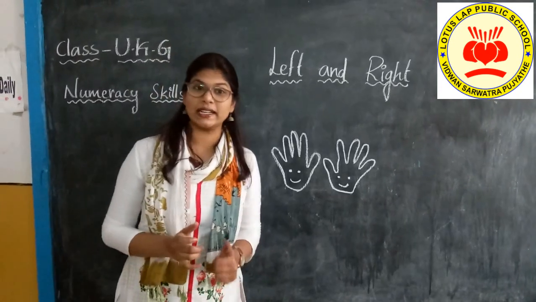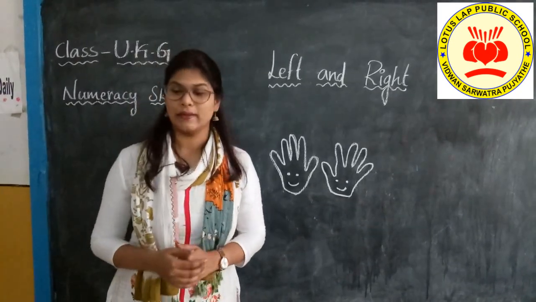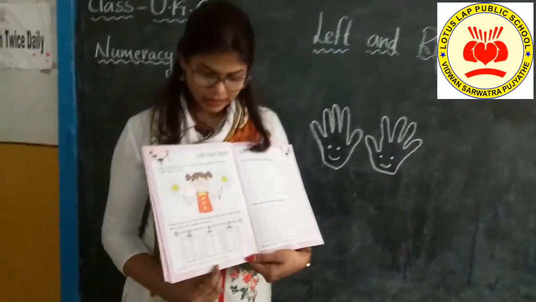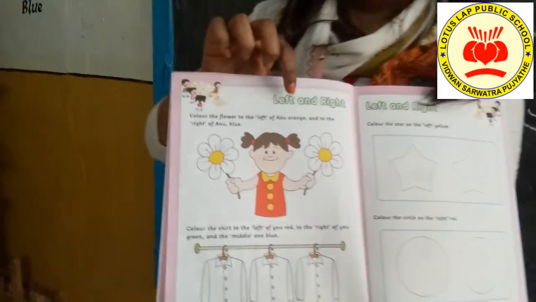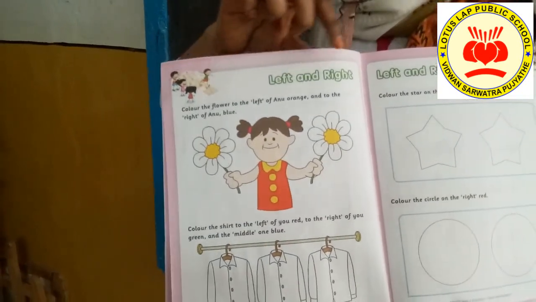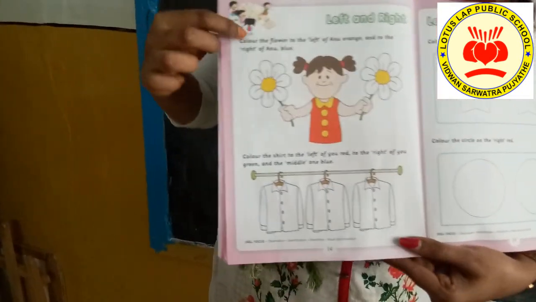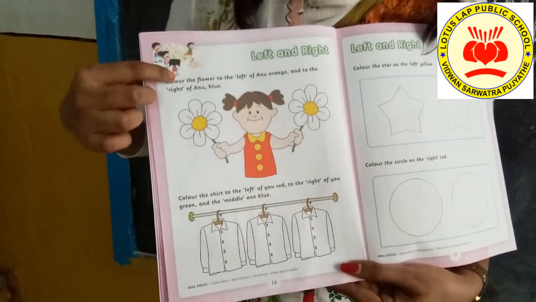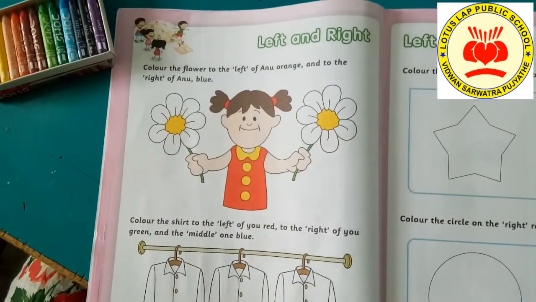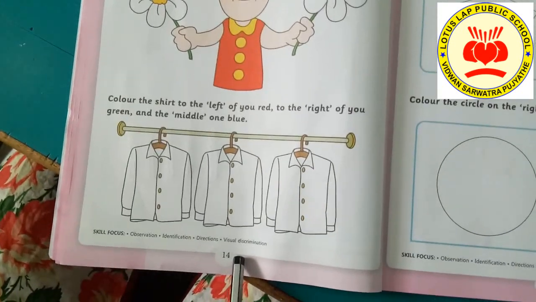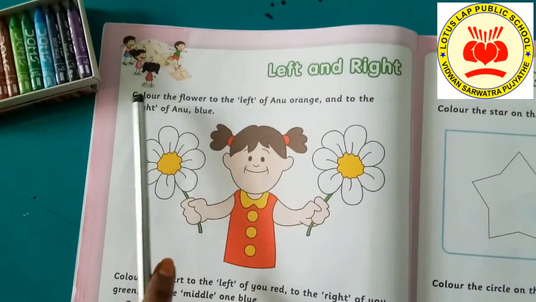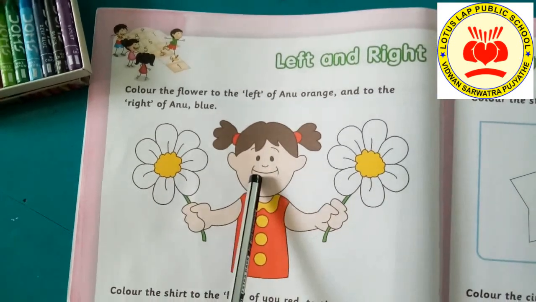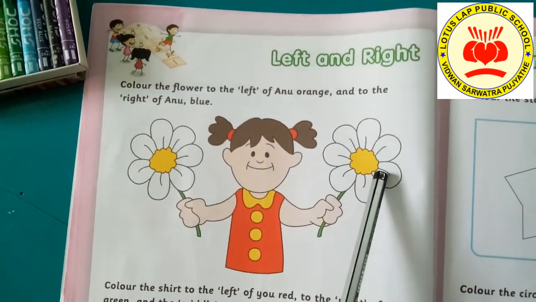So in this session we will go to the next topic, which is page number 14. The concept is the same, children, left and right. But the activity we have to do here is different. Let us see what he gave in this one. So children, page number 14. So what we have to do here, you can see the picture here. A girl is holding two flowers.